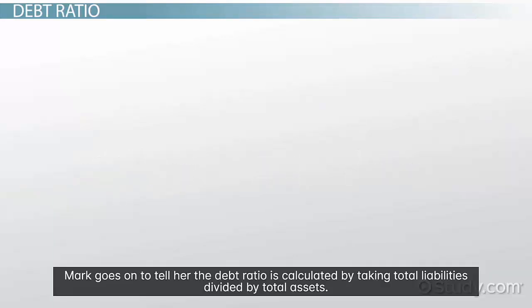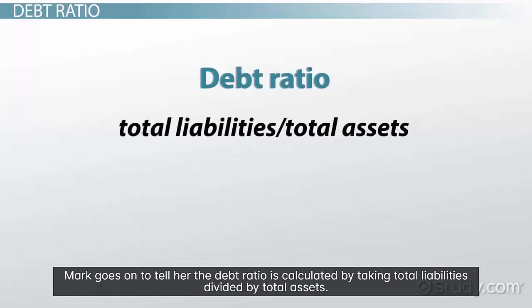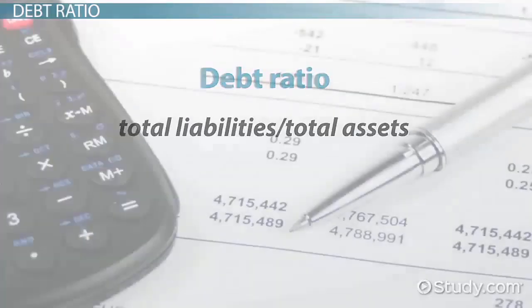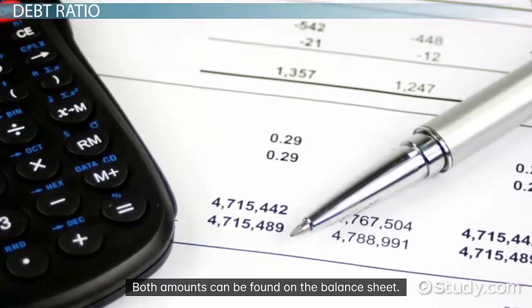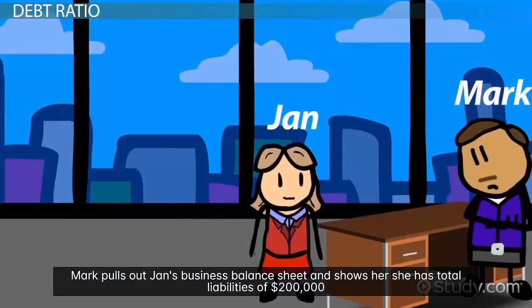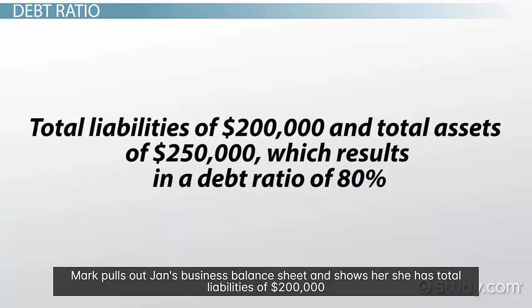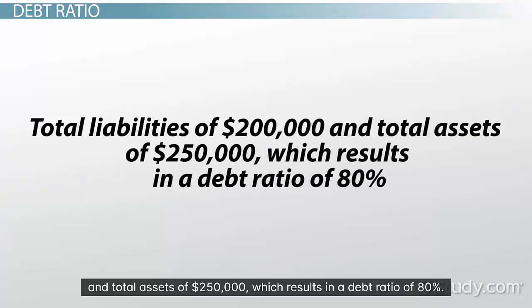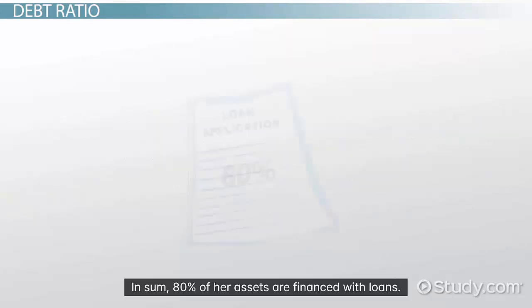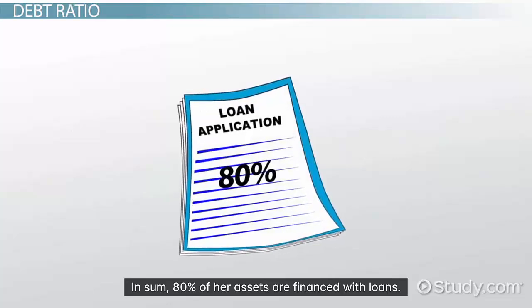Mark goes on to tell her the debt ratio is calculated by taking total liabilities divided by total assets. Both amounts can be found on the balance sheet. Mark pulls out Jan's business balance sheet and shows her she has total liabilities of $200,000 and total assets of $250,000, which results in a debt ratio of 80%. In sum, 80% of her assets are financed with loans.